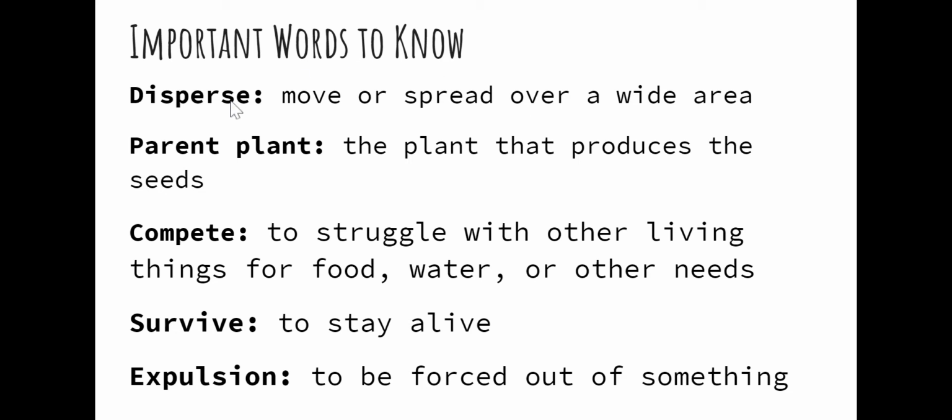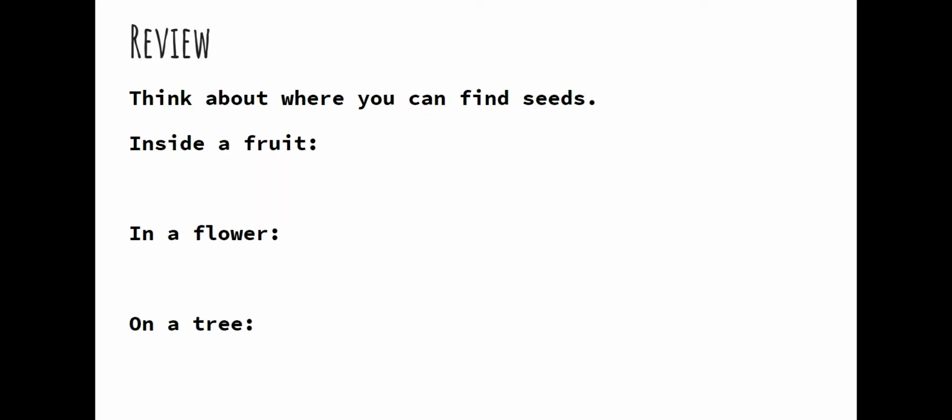Here are some important words to know as you go through this slideshow. Disperse: move or spread over a wide area. Parent plant: the plant that produces the seeds. Compete: to struggle with other living things for food, water, or other needs. Survive: to stay alive. Expulsion: to be forced out of something. Please pay attention to these words as we go through the slideshow.